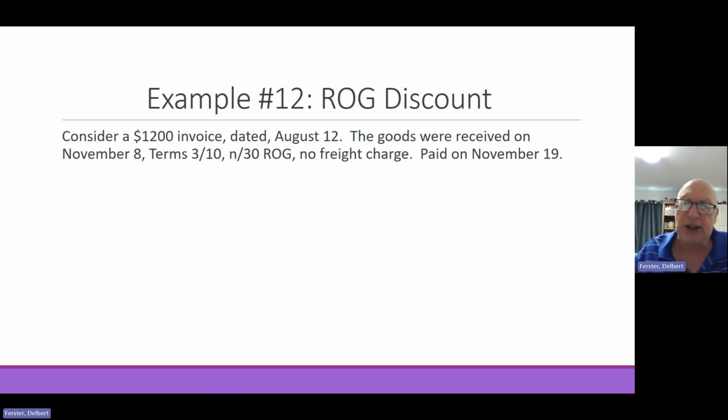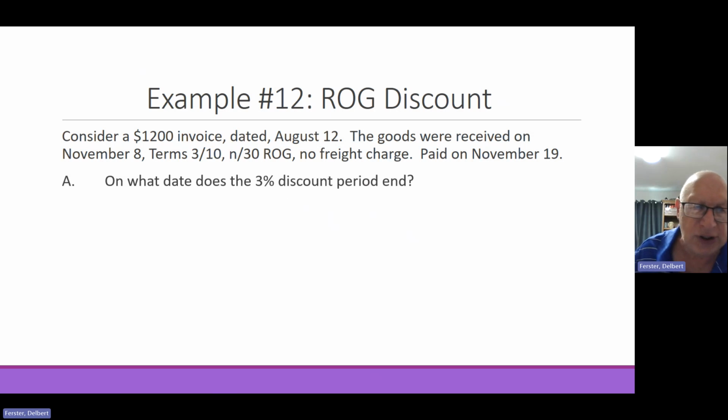Here's an example for us to consider. A $1,200 invoice. The invoice was dated August 12th, so the purchase was made in August. But look, the goods didn't get received until November 8th. The terms on this are 3/10; it's all due within 30 days of the receipt of goods. There are no freight charges. We're going to make the payment on November 19th. First question: what date does the 3% discount period end?